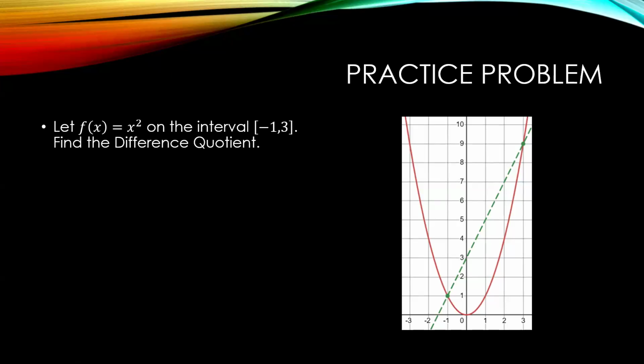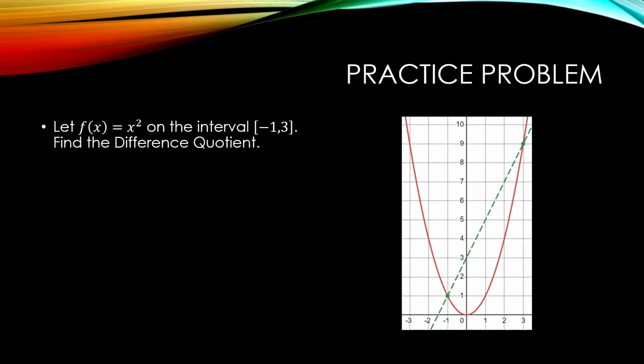Let f of x equal x squared on the interval -1, 3. Find the difference quotient. If you want, you can pause the video and try those formulas out. If you'd like, you can just look at the graph. Looking at the graph, we can see what the answer is. What is the slope of the line connecting those 2 points? Well, you go up 2 and over 1, so this is a slope of 2.